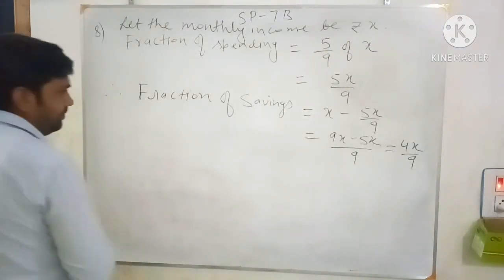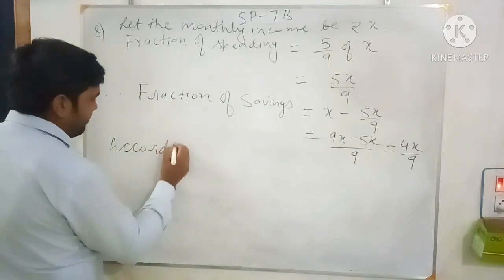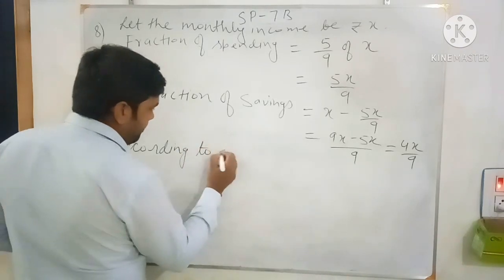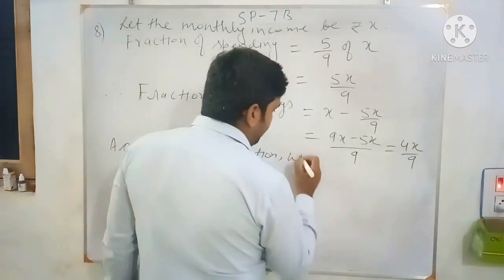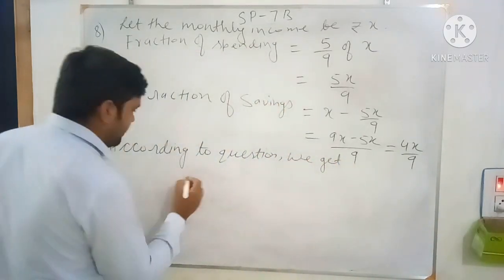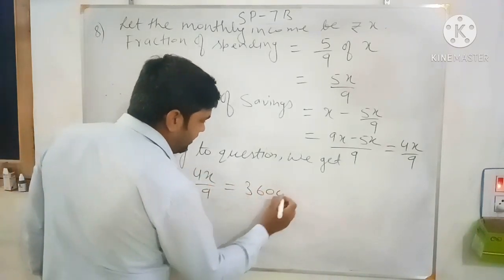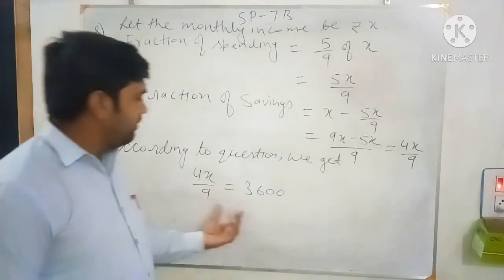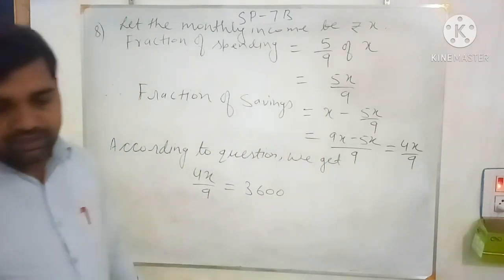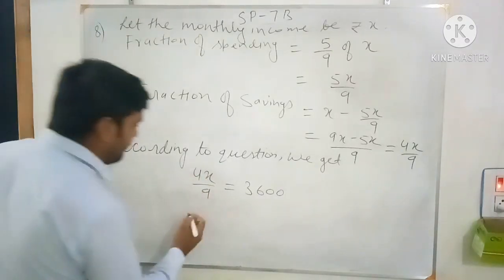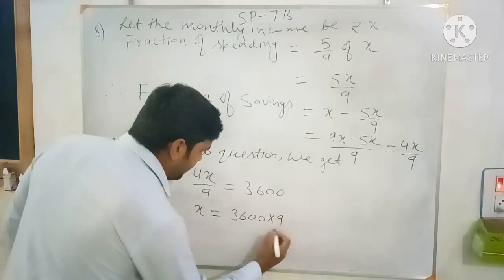According to the question, 4x by 9 is equal to 3600, because his monthly saving is given. So we equate the monthly saving: 4x by 9 is the monthly saving, and 3600 is also the monthly saving. So we have to calculate x. x is equal to 3600 multiplied by 9 by 4.